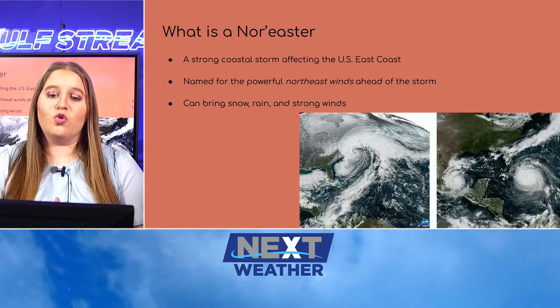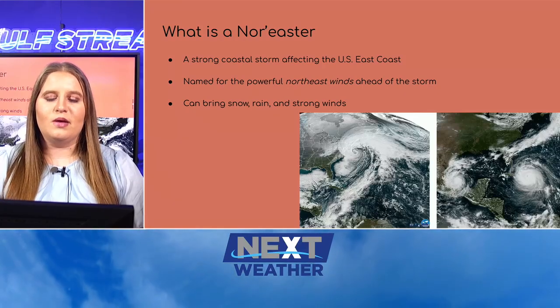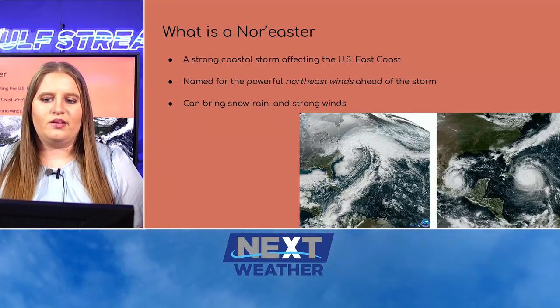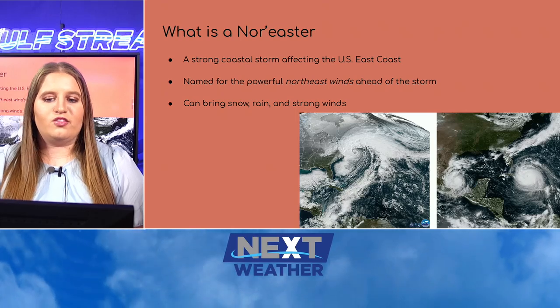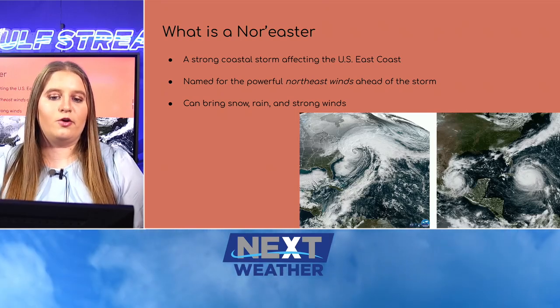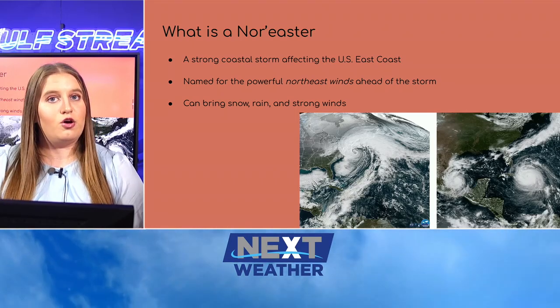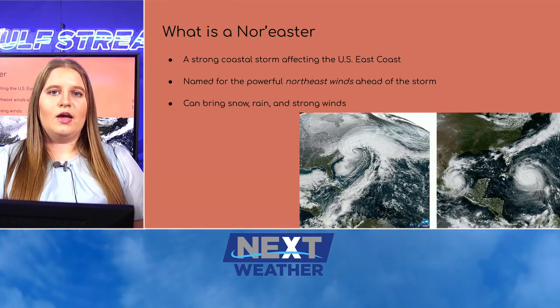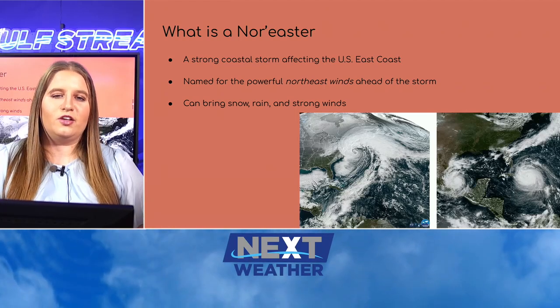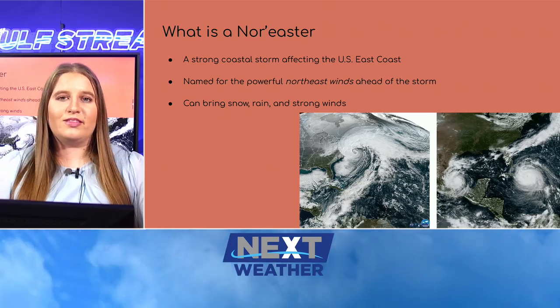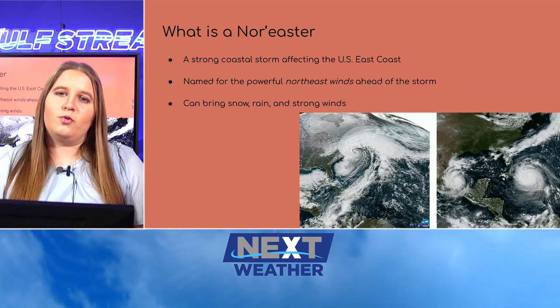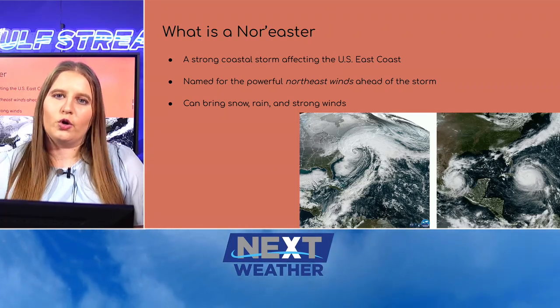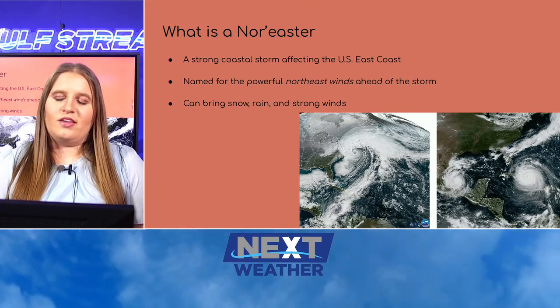So a nor'easter is a type of storm that gets its name from the direction of the wind. They blow from the northeast, and these storms form along the East Coast and can bring a mix of heavy snow, rain, and very strong winds. One thing I wanted to point out, I showed these two images because another thing that gets really confused with nor'easters is that people believe they're tropical storms or hurricanes. Well, they are not. They are completely different.